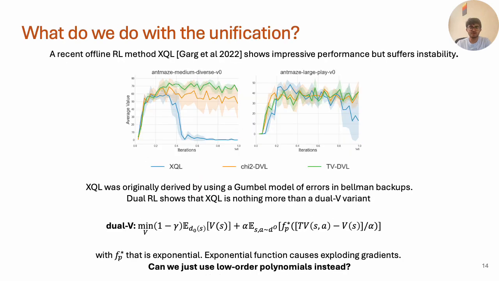We can now see why the unification is important. A recent method, extreme Q learning, was derived by replacing the Gaussian distribution assumption on Bellman errors with a Gumbel distribution. As we unify these algorithms, it becomes immediately clear that XQL is a dual V algorithm for solving offline RL, where the f-divergence is the reverse KL divergence, and therefore the f star is exponential. The exponential function causes exploding gradients, and this explains the instability of XQL, which was pointed out by the authors and required some fixes. We can fix this instability using a divergence whose f star is a low-order polynomial.